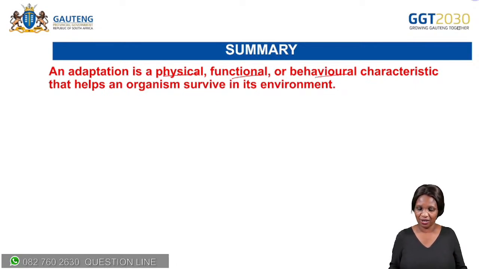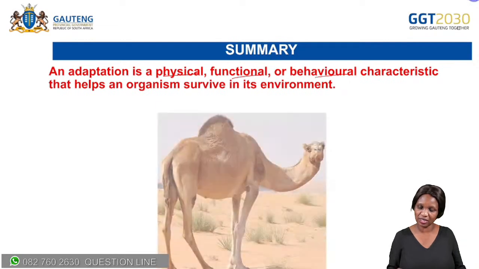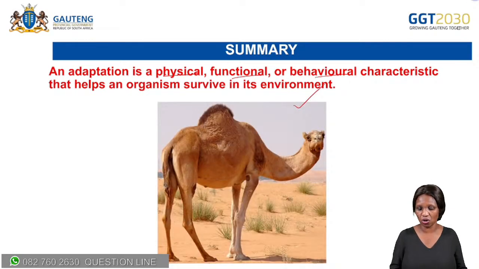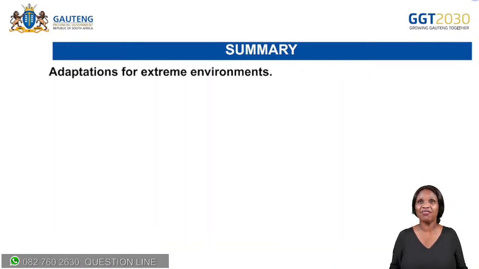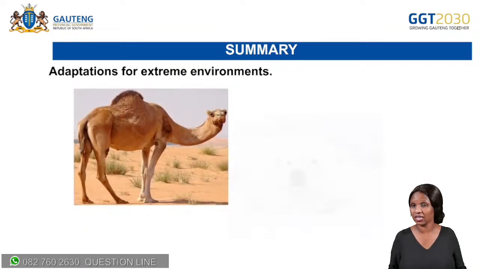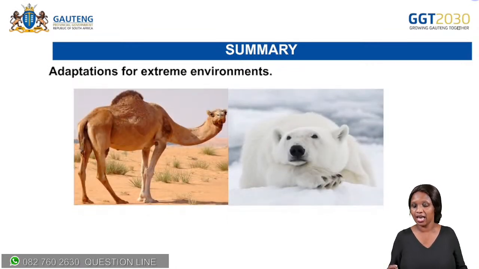And then let's look at the camel. You can see the picture of the camel. You can see the long legs. You can see the wide feet. You can see the strong muscles. See this? This is a picture of a camel. And then adaptation for extreme environment as well. We've got a camel that survives in a desert, and also a polar bear that survives in very cold areas.